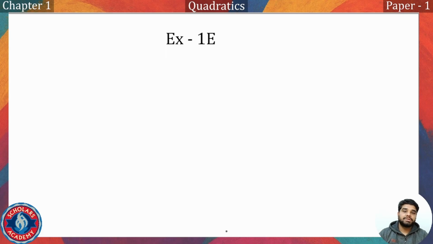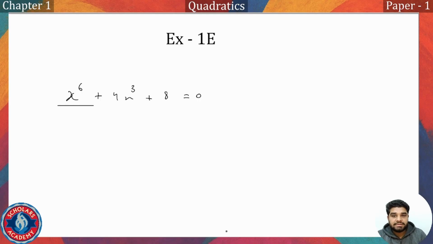So today we are starting with exercise 1E. In this exercise, we don't mainly have quadratic equations. We have some equations of higher power, but we can convert those equations to quadratic equations. For example, we have the equation x raised to power 6 plus 4x raised to power 3 plus 8 is equal to 0. So the highest power of this equation is 6.